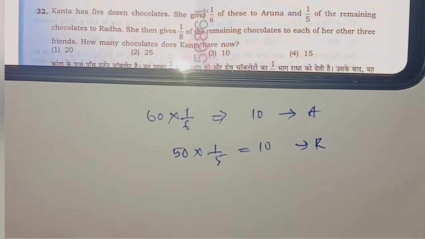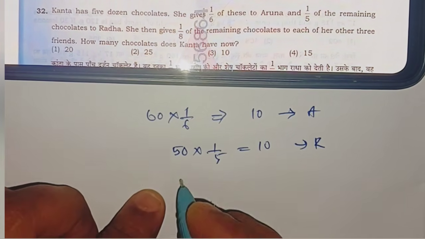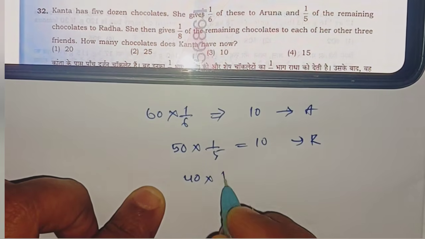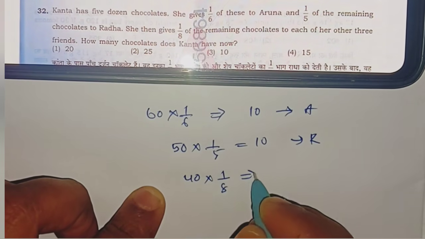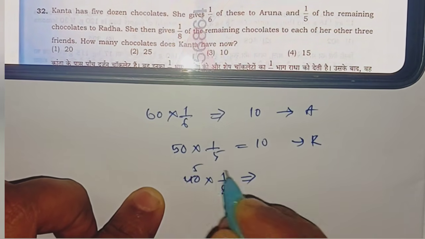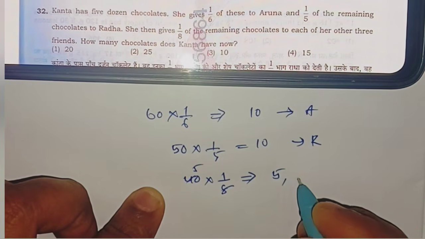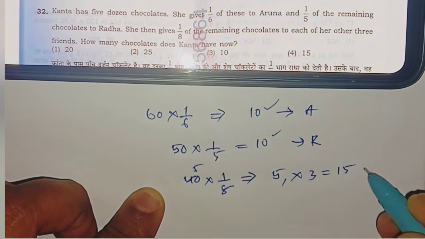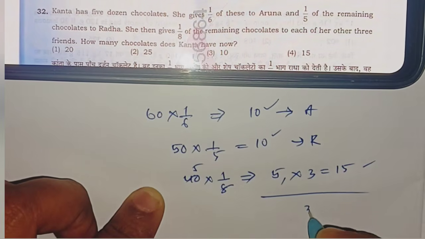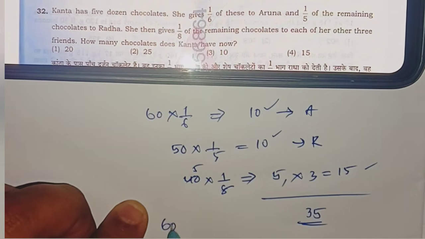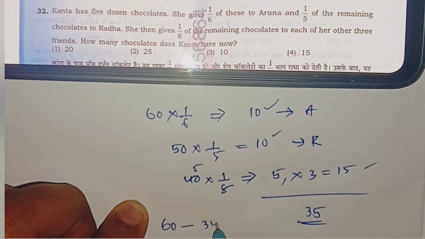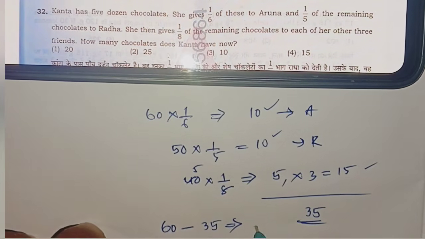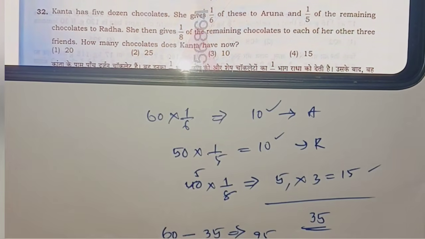She then gives 1/8 of the remaining chocolates to each of her 3 friends. Out of the remaining 40, 1/8 of 40 is 5. These 5 chocolates to each of 3 friends means a total of 15. If I add 10, 10 and 15, the total will be 35. Initially we have 60. Out of the 60, she distributed 35. She is left with 25 chocolates now. So second one is the right answer here.